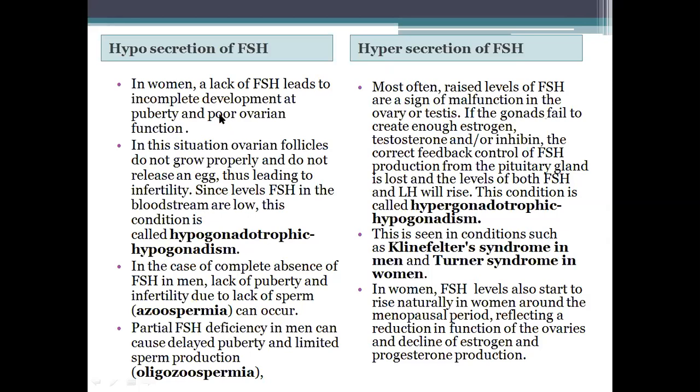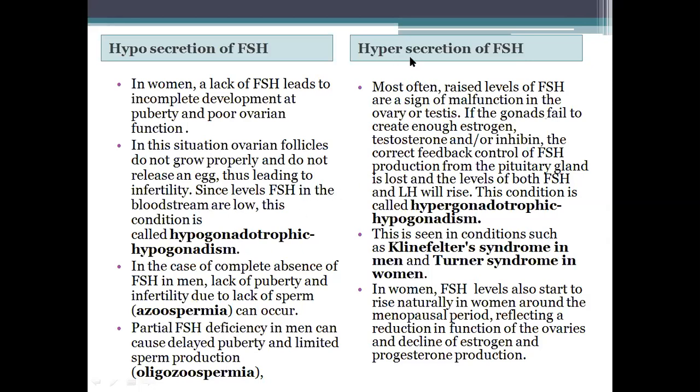You can see here in females, it results in poor ovarian functioning, and the eggs may not grow properly. So all this results in infertility, but in case of males, it may result in production of fewer sperms or no sperms. So this may result in two important conditions like azoospermia and oligospermia. So we can read what they are.